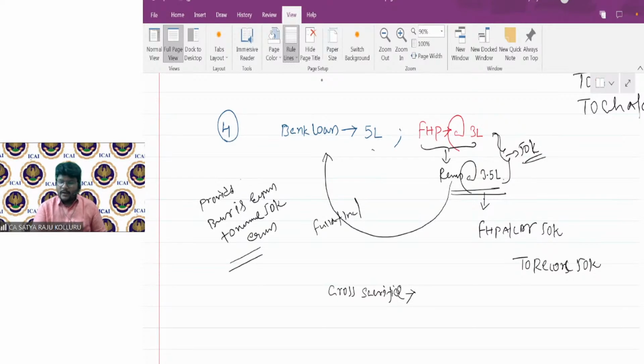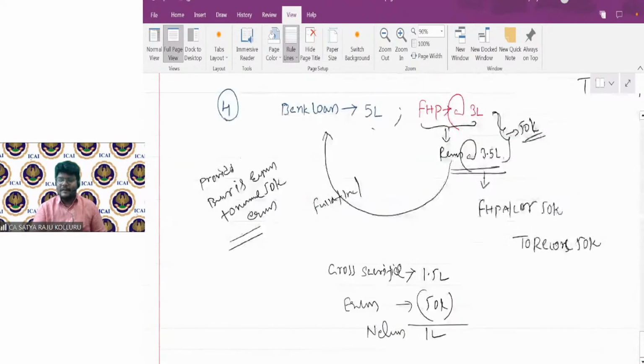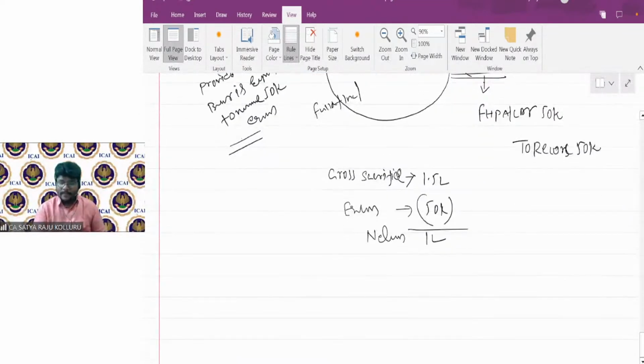That is 5 lakhs minus 3.5 lakh. That is 1.5 lakh is gross sacrifice. But in return, what is expected? Equity shares are expected to the extent of 50,000. That's when the net sacrifice made by the banker, how much? Only 1 lakh. Then what is the entry here?